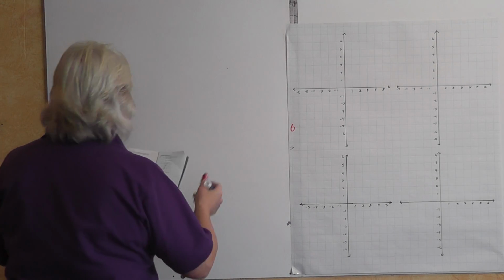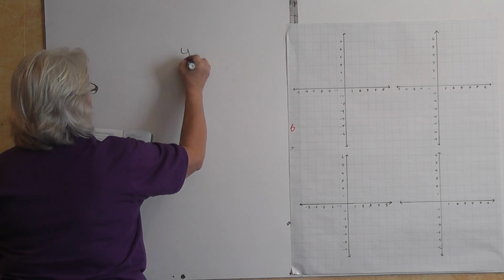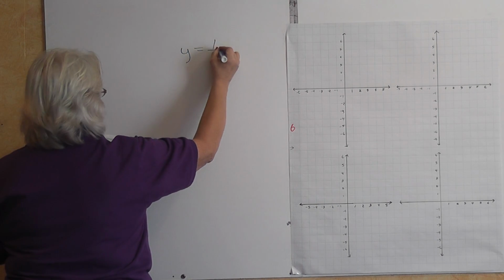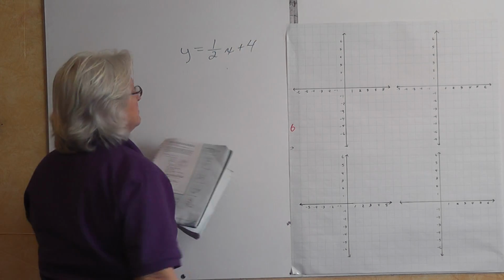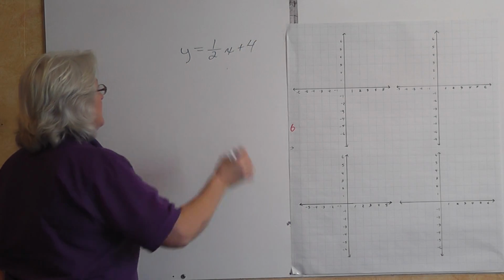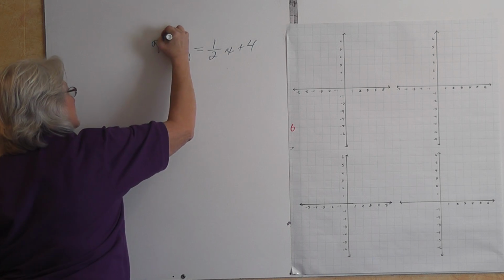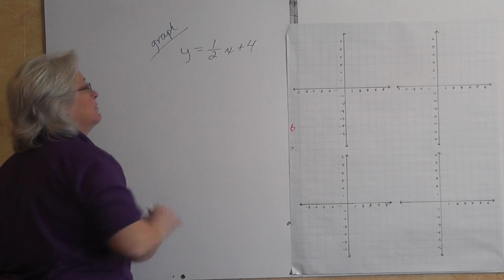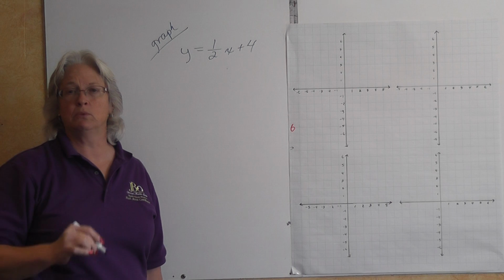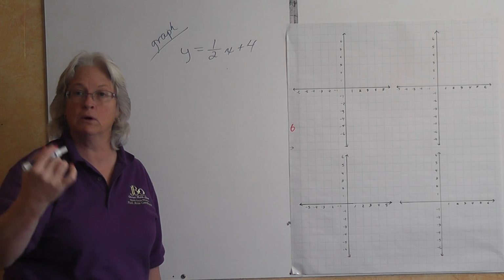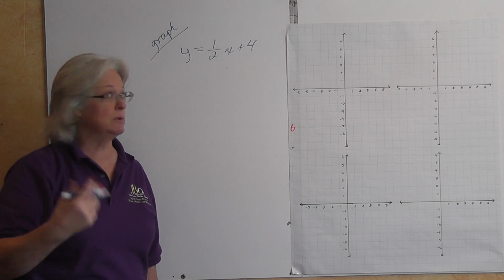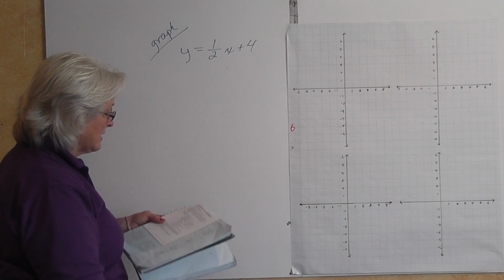Example 2 says graph y is equal to 1/2 x plus 4. Now when we did this in the last section and we had instructions that said graph the equation, you would do your table, you'd have x and y's, you'd calculate 3 test points, then you would connect the dots and you would have your line already graphed.